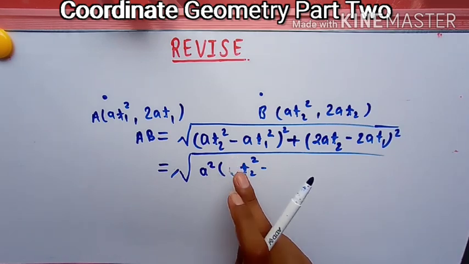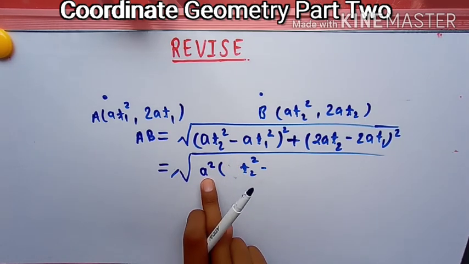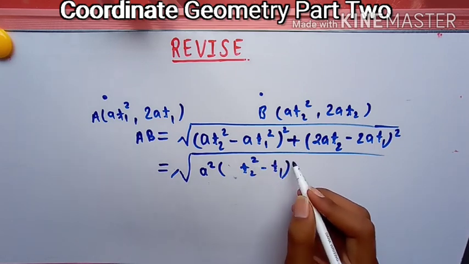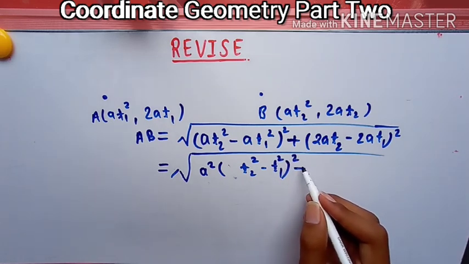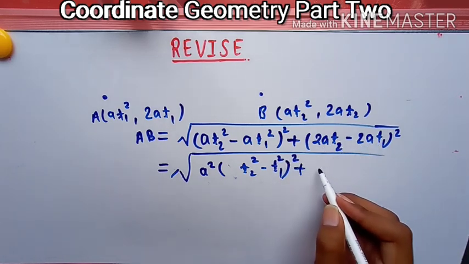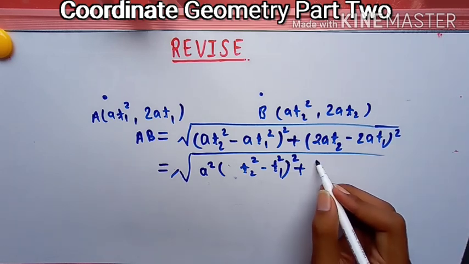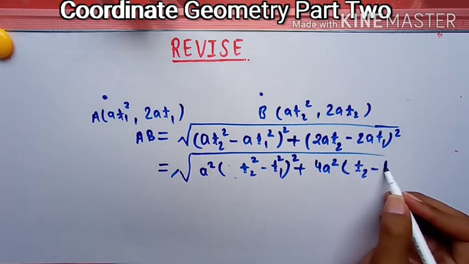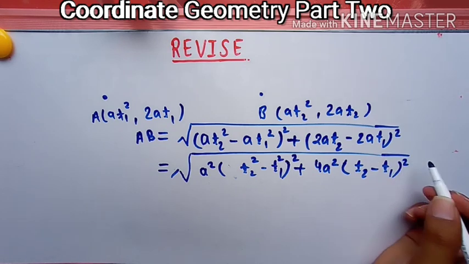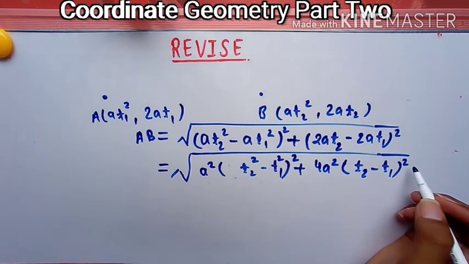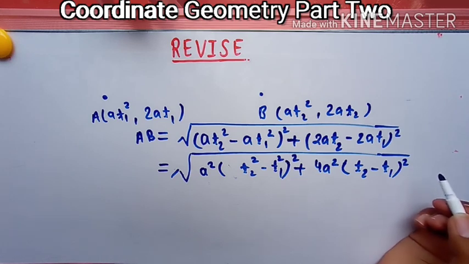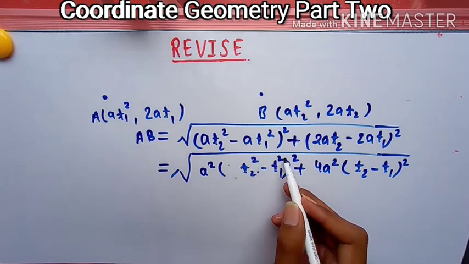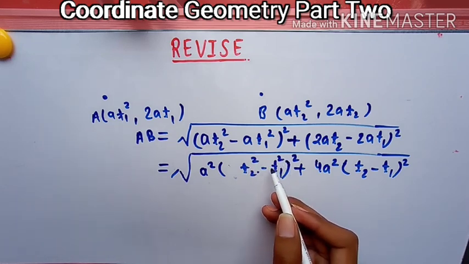And now you need not write a because you have chosen a as common. So t2 square minus t1 square whole square plus, from here you have to choose 2a as common and there is a square, so squaring them becomes 4a square, in bracket t2 minus t1, whole square. Did you understand this? Very nice. Now look at this term. This term is t2 square minus t1 square, means a square minus b square.